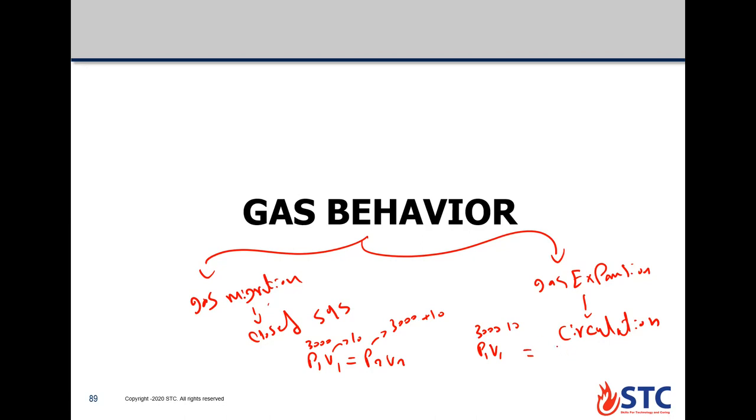So if it enters with 3000 PSI and 10 barrels, here we allow the volume to be increased. So instead of 10, it will be, for example, 15 barrels. So now P2 is going to decrease, as here 15 increased, so pressure decreases. And what we see during gas expansion, we need the influx pressure to be reduced, so as not to fracture the formation.